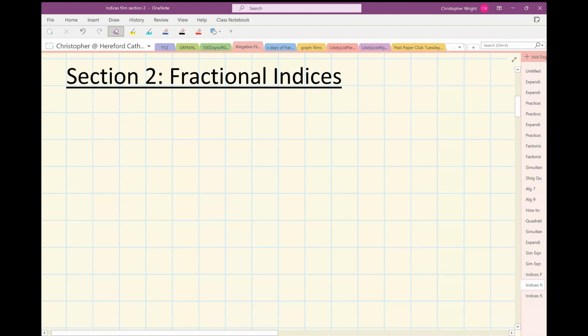Right, welcome to section 2, fractional indices. Now in this section, we're going to limit ourselves to looking at numerical expressions. So we're going to be looking at expressions like this one, 9 to the power of a half, or expressions like this one, 8 to the power of 2/3. Both of those have got fractional indices. The power is a fraction.